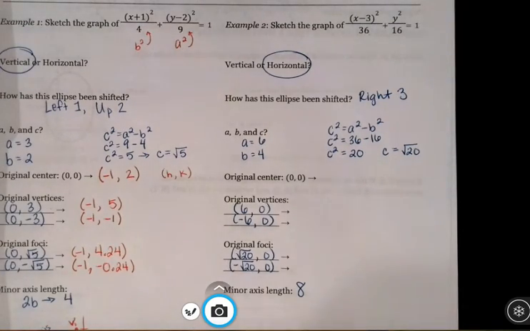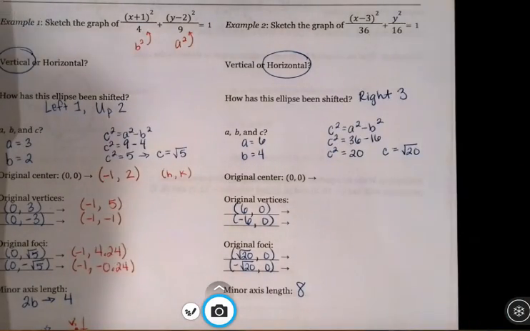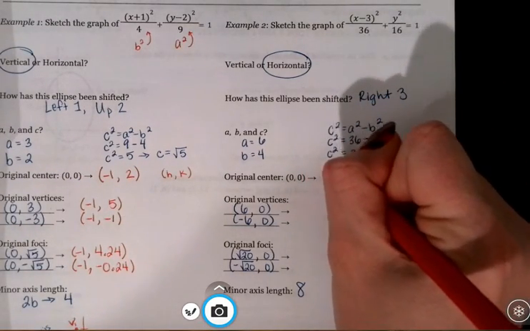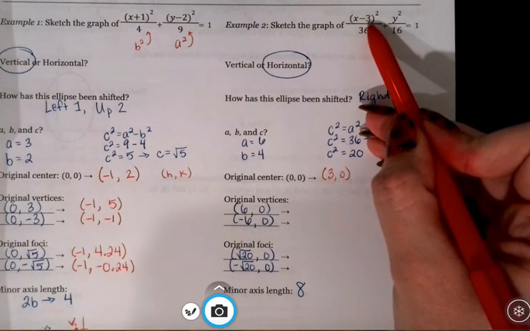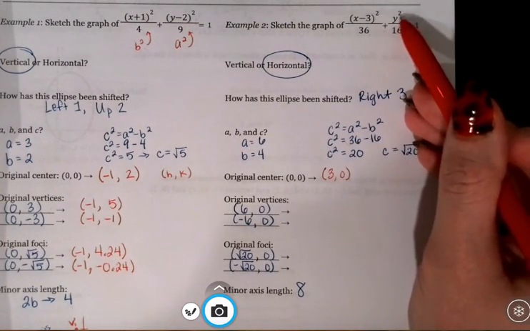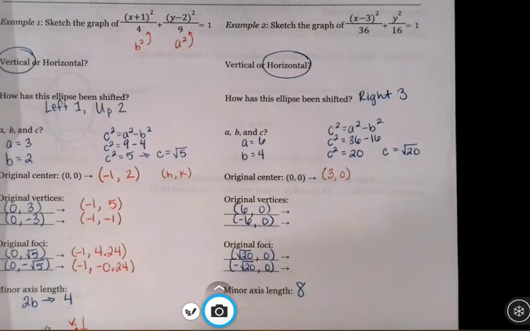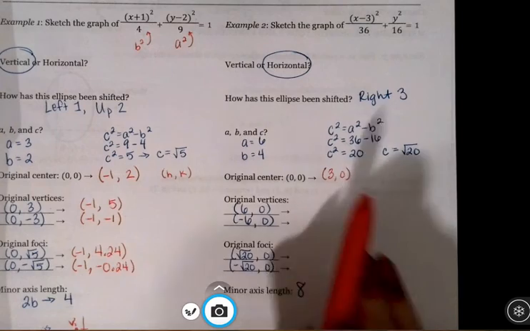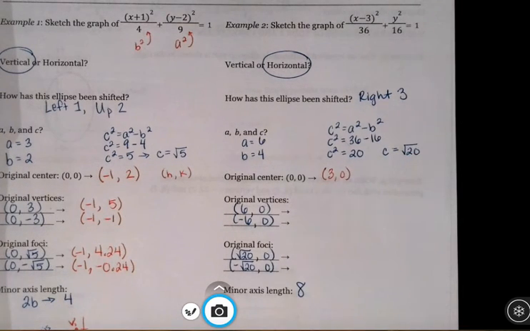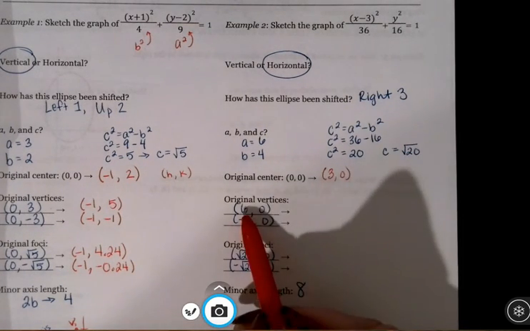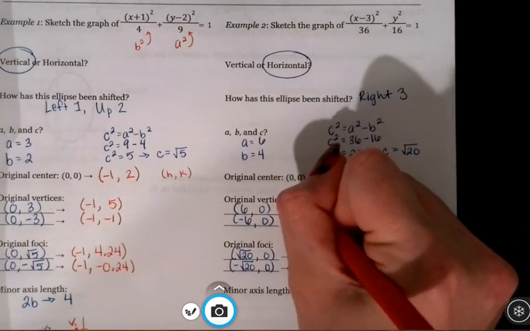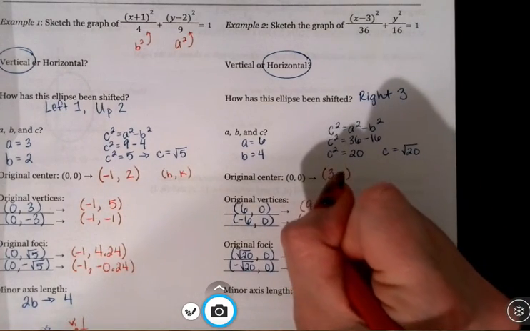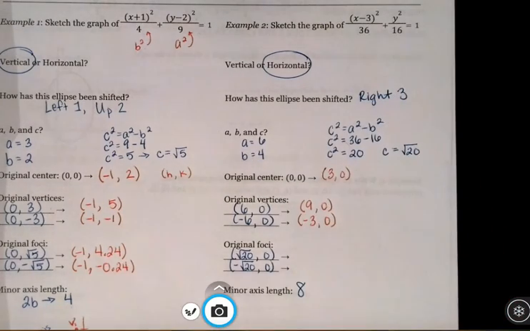So now I'm going to find my new center, my new vertices, and my new foci. So my new center is at 3, comma, 0, positive 3 here, and then there's nothing by the y, so that's where the 0 comes from. To find my new stuff, I take my original, I add my new center to it, and then I can get my new vertices and my new foci. So 6 plus 3 is 9, 0 plus 0 is 0. Negative 6 plus 3 is negative 3. So I have my 2 new vertices.